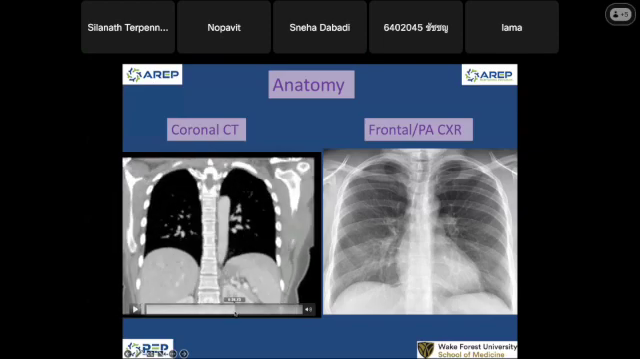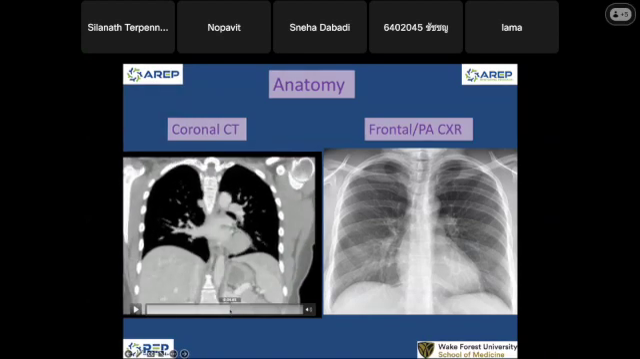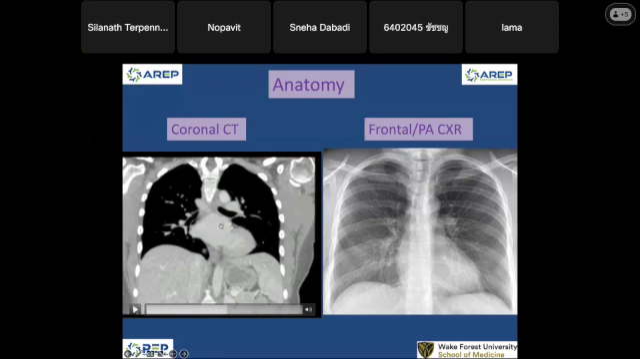After that, it becomes oxygenated blood and comes into the pulmonary vein. So this is my pulmonary vein draining back into the left atrium. And this is your left atrium here. This is the left atrium, and the left atrium is going into the left ventricle. This is my left ventricle.